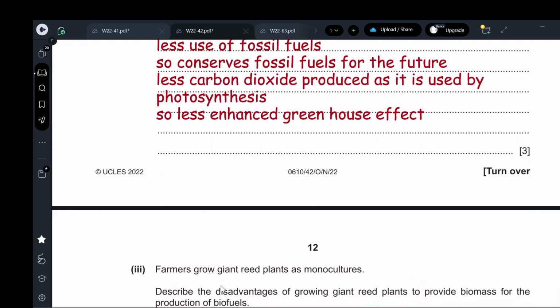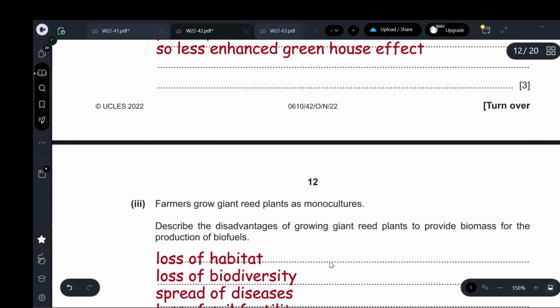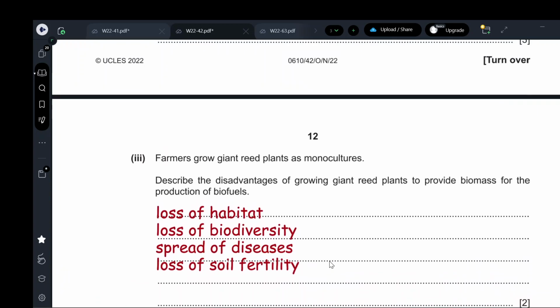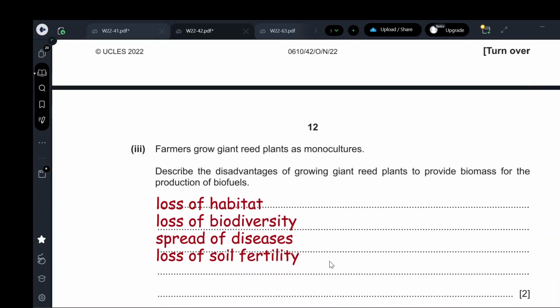Farmers grow giant reed plants as monoculture. What is the disadvantage of growing a plant as monoculture? What is monoculture? Growing a single plant in a large area of land. What will happen when you have only one plant in a large area? I can say loss of habitat, loss of biodiversity, spread of diseases, loss of soil fertility, because all the land will just be a single type instead of being different types.